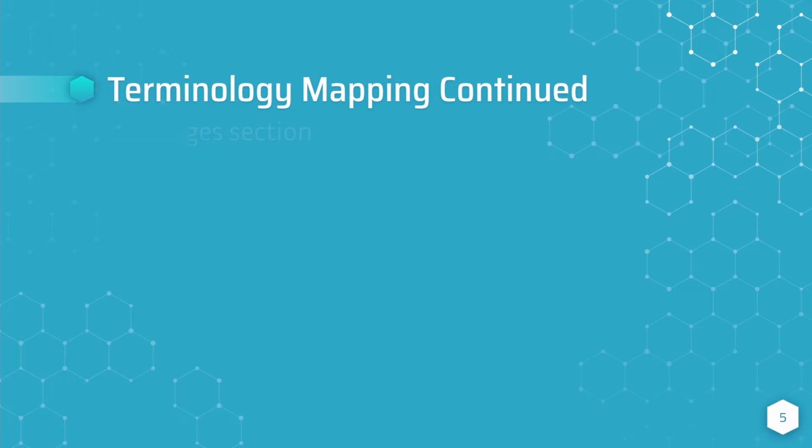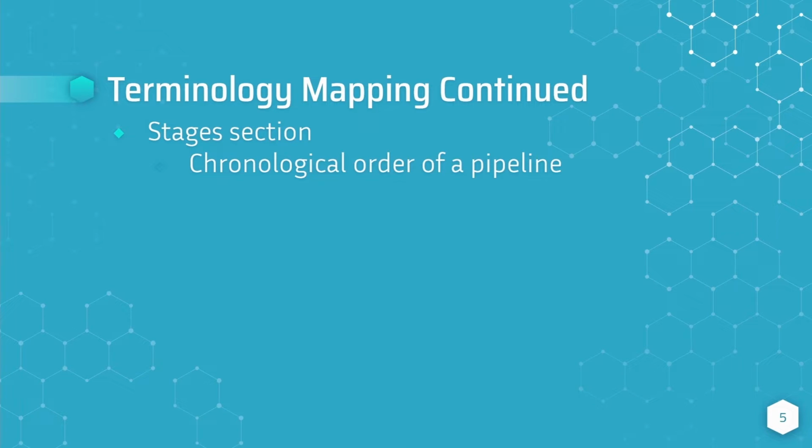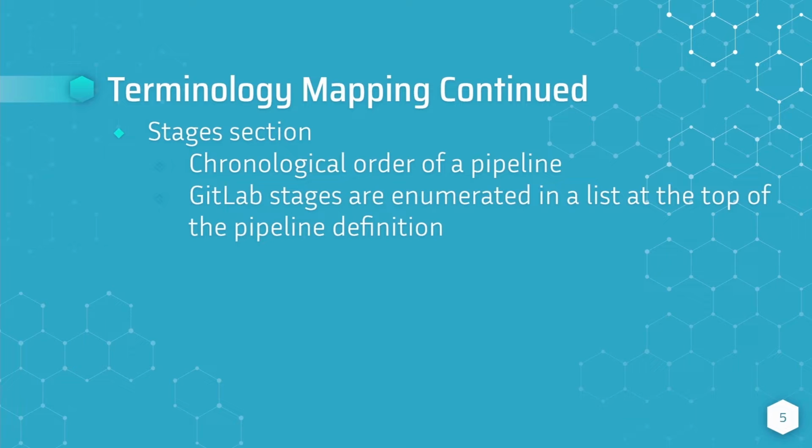Next is the Jenkins stages section. Jenkins and GitLab share the concept of stages in their pipelines. In both tools, stages define the chronological order of a pipeline execution. However, in GitLab, stages are enumerated in a list at the top of the pipeline definition.